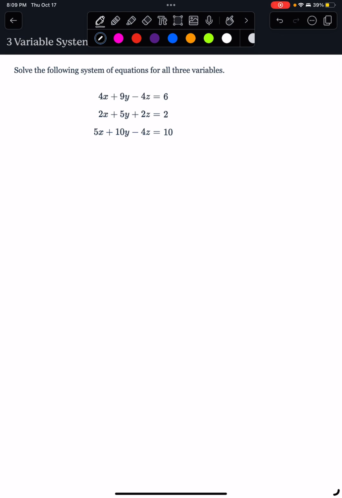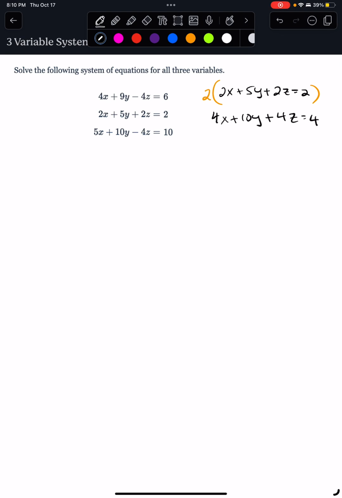So if in our second equation, we can turn the 2z into a positive 4z, this should eliminate z's for us. So I'm going to take my initial 2x plus 5y plus 2z is equal to 2, and I'm going to multiply the entire equation by 2. And this will give me a 4x, I mean a 4z, and a 4x. So we'll have 4x plus 10y plus 4z is equal to 4.